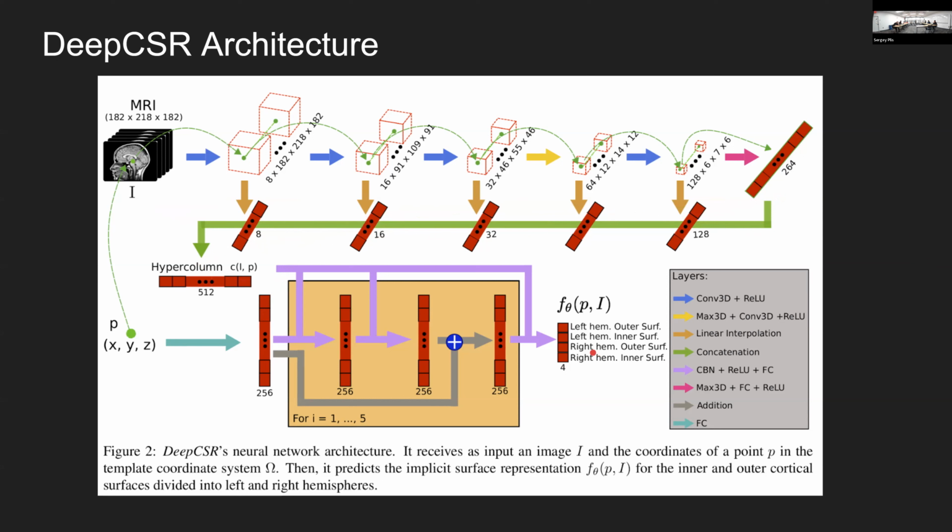The decoder portion ends up predicting 4 values. So for the left and right hemisphere, white and pial, I think, are inner and outer. And I think that's everything. There's no GCN here. It's all convolution and fully connected networks and things like this.